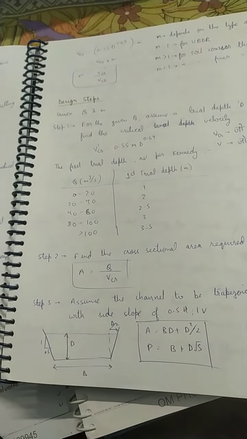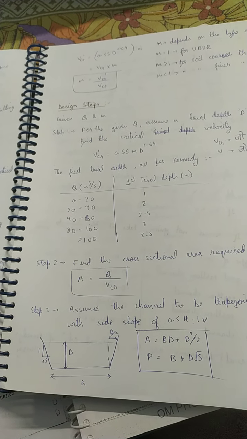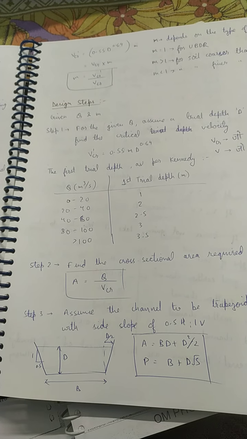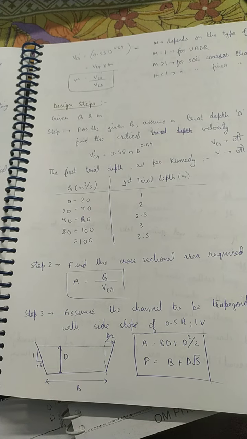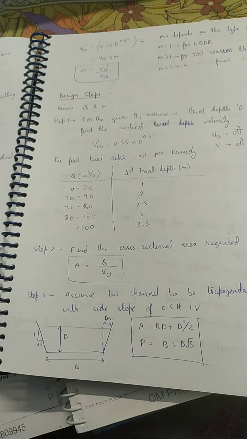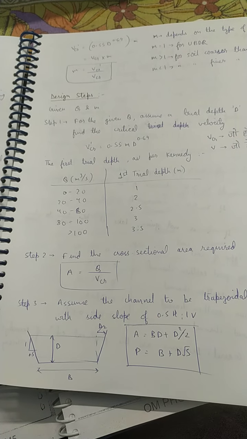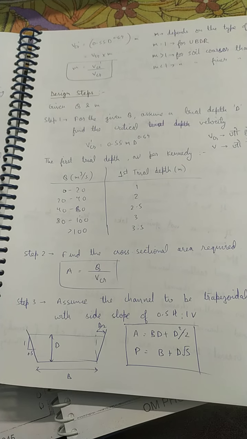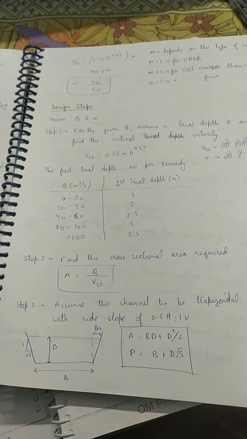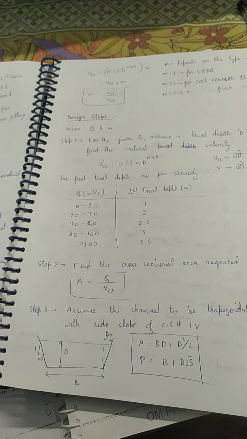And when you have got the critical velocity, then according to your Q, find the area of cross section by dividing Q by the critical velocity. Assume the channel to be trapezoidal with side slope 0.5 horizontal to 1 vertical. Then area is equal to BD plus D square by 2, and the wetted perimeter is equal to B plus root 5 D.